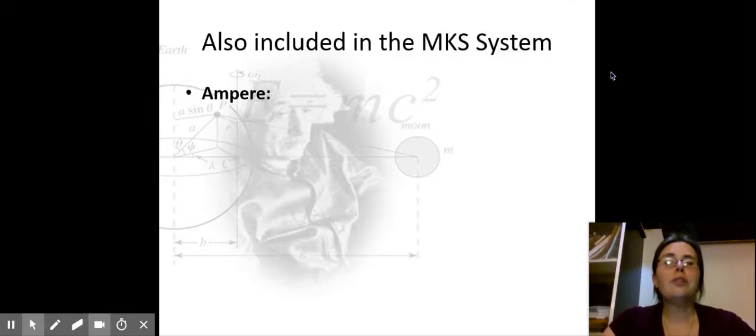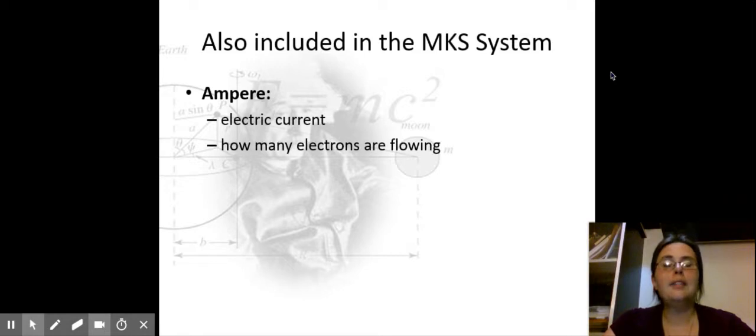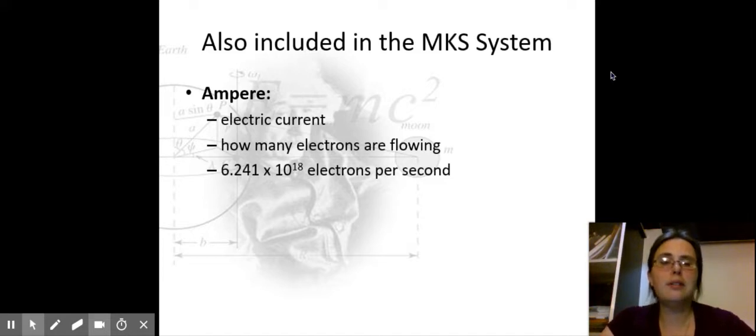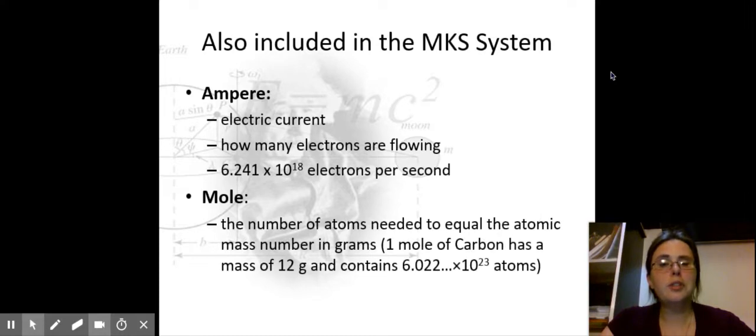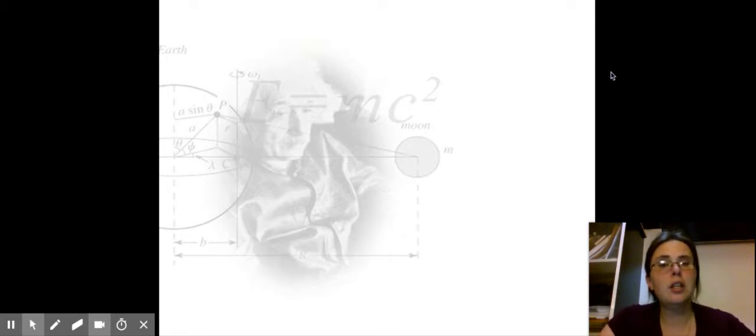We also have the ampere, which is electric current, which we do discuss in this class. We work with it quite a bit. And it describes how many electrons are flowing. And in 1 ampere, there is 6.241 times 10 to the 18th electrons per second. And then there's the mole, which I know you worked with in chemistry. The number of atoms needed to equal the atomic mass number in grams. So 1 mole of carbon has a mass of 12 grams and contains 6.022 times 10 to the 23rd atoms. You do not need to know this for this class.